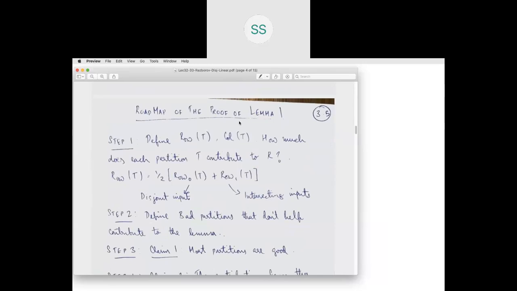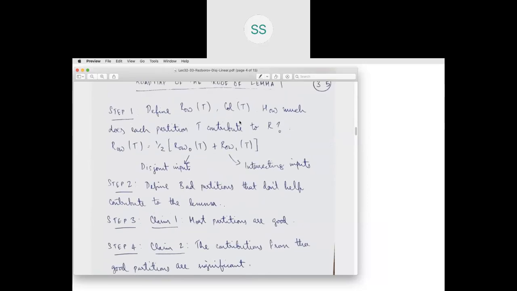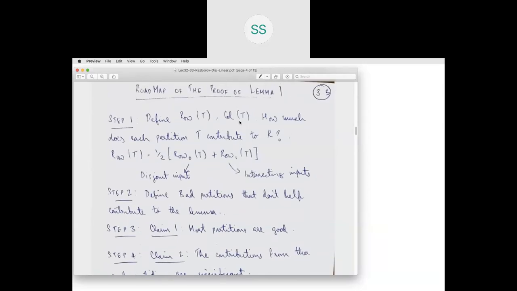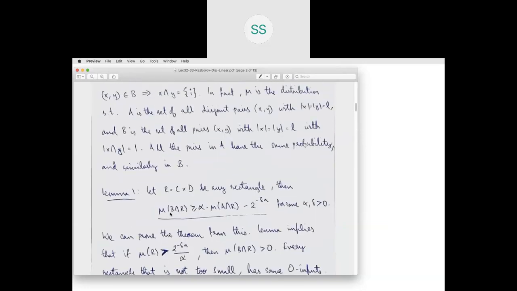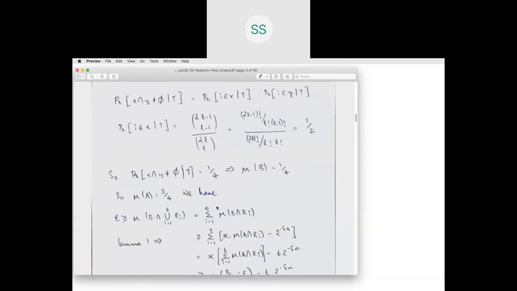Now this is something that is not there in the book. There is a roadmap of the proof of lemma 1. Because the proof of lemma 1 is kind of long, I thought having such a roadmap will help us understand it better. So this is what we want to show: for any rectangle, the measure of 0 inputs has to be at least some constant times the measure of 1 inputs, right?